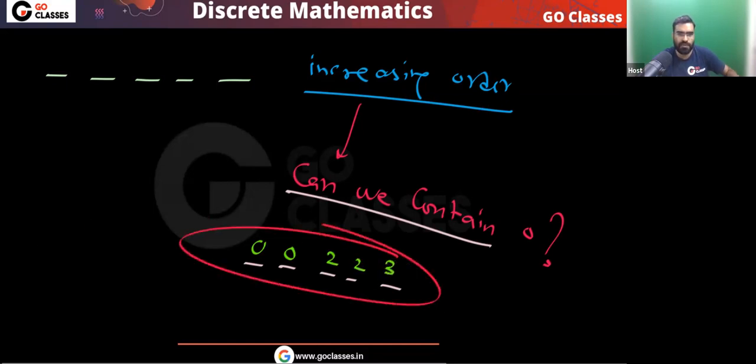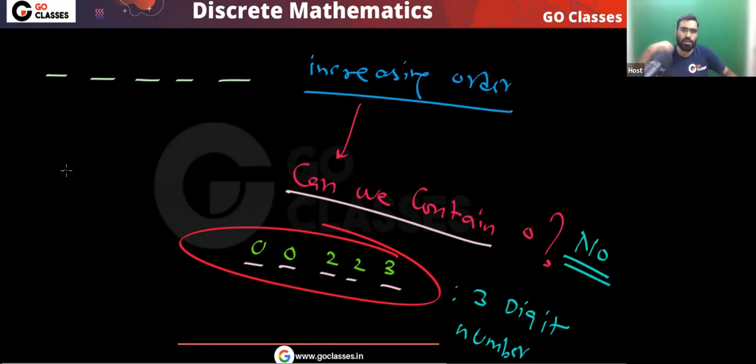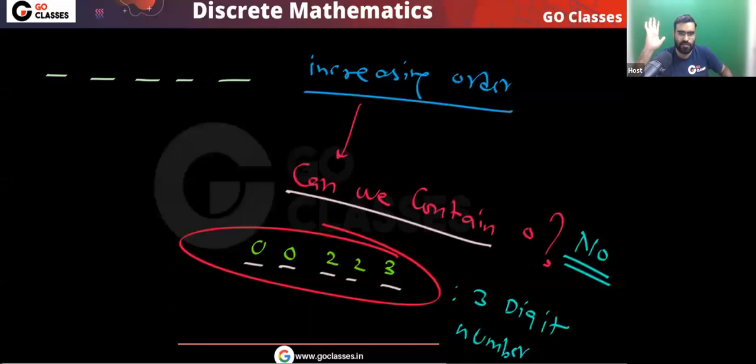And now, is this a 5-digit number? This is a 3-digit number. This is not a 5-digit number. So can we contain 0? The answer is no. We cannot contain 0. Is this point clear? So this is clear, we cannot contain 0.